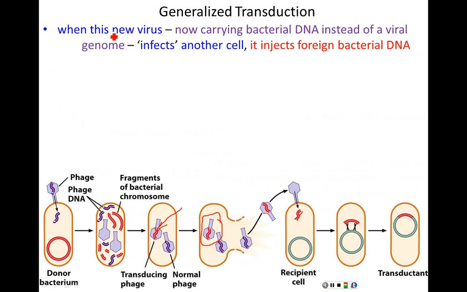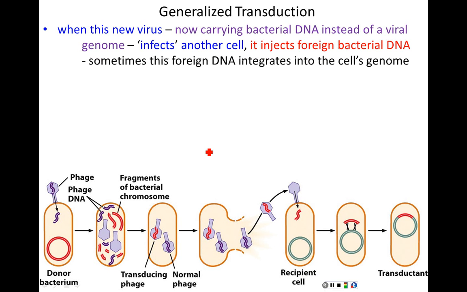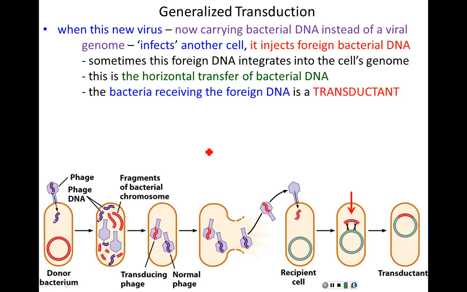So when this new virus, this misloaded virus carrying bacterial DNA, goes off and infects another cell, it injects that foreign bacterial DNA into its new host cell. We get an integration event. That DNA, that red DNA, is stably maintained. That is horizontal transfer of bacterial DNA from one individual to another. The bacteria that receives this foreign DNA, the recipient of this transduction, is called a transductant because it was involved in a transduction.